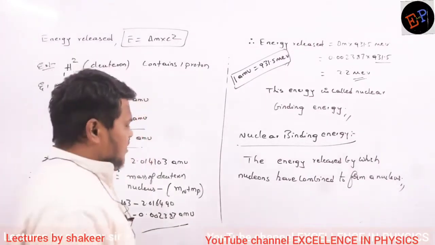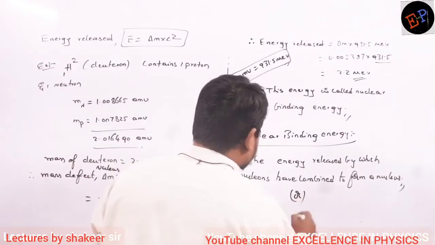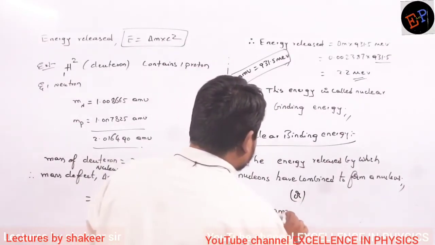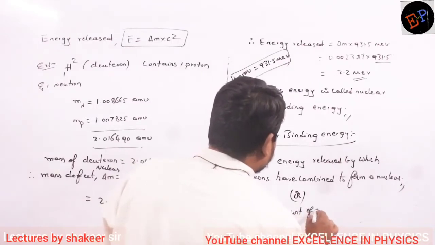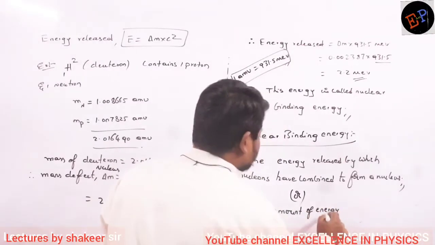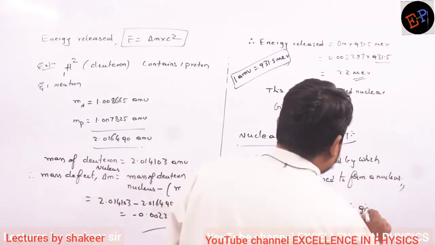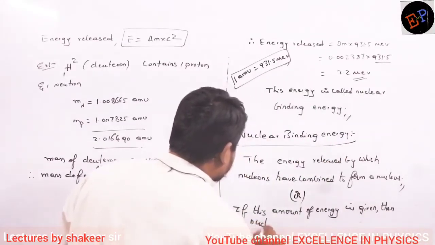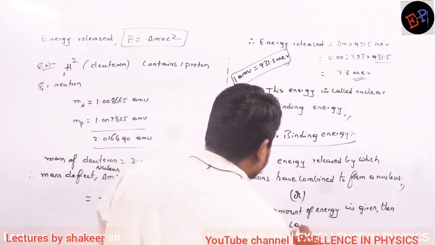Clear now? Or one more definition I can write is that, if this amount of energy is given, then nucleons can be separated.